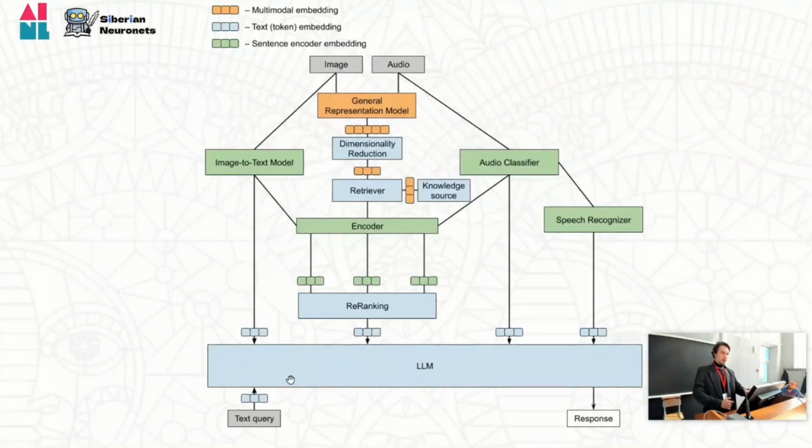Text data goes straight to the large language model, and image or audio data goes through the general representation model to retrieve some data from the knowledge source, and also goes through additional small models to re-rank our results and choose the best topics to provide to the LLM.